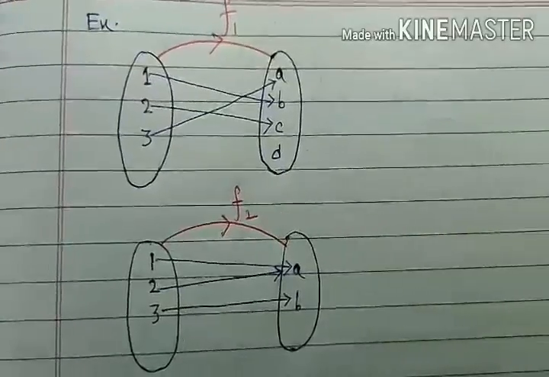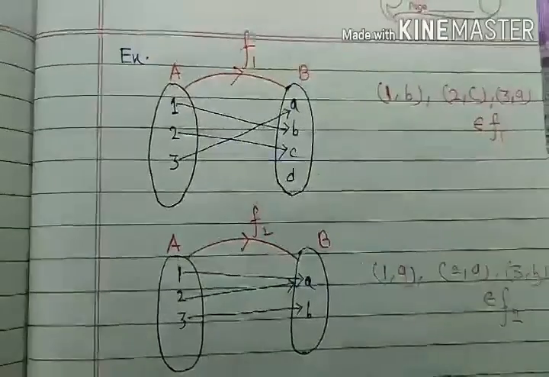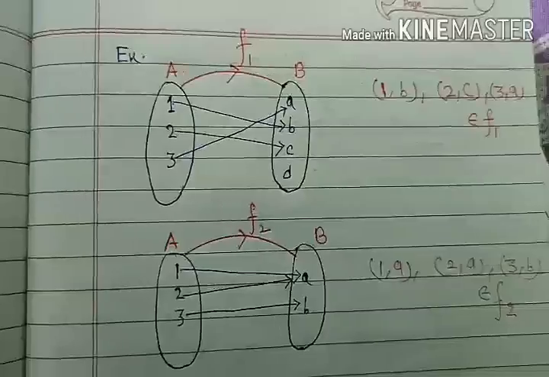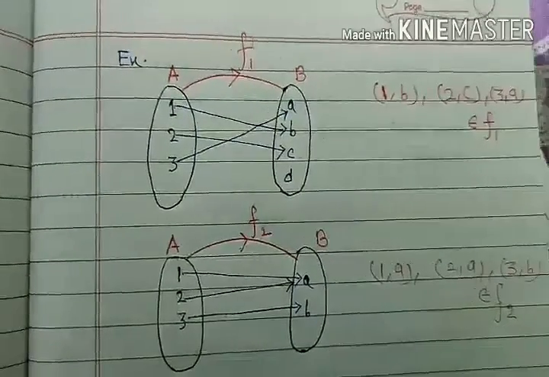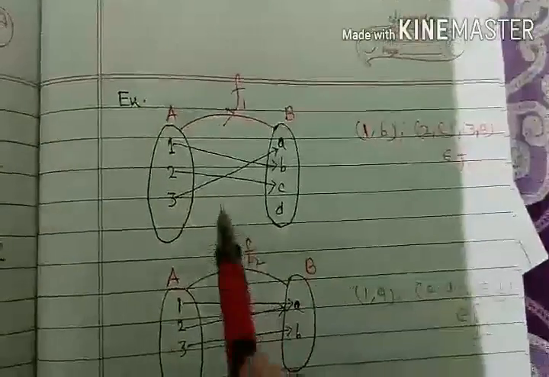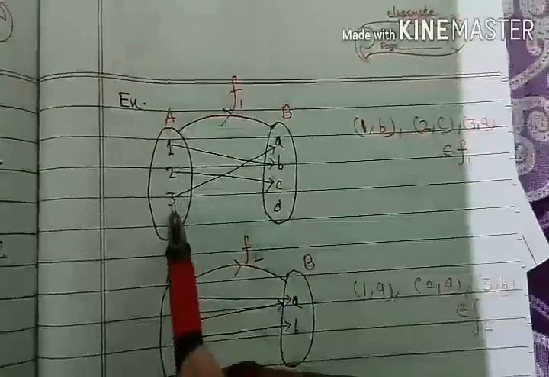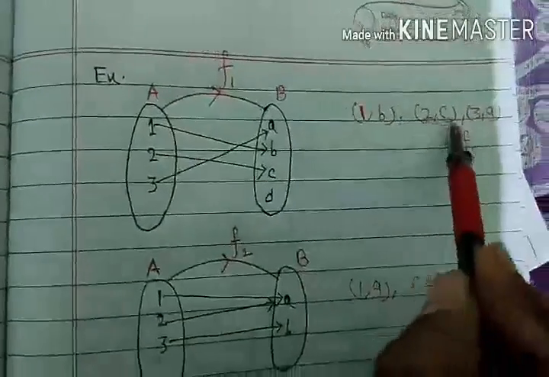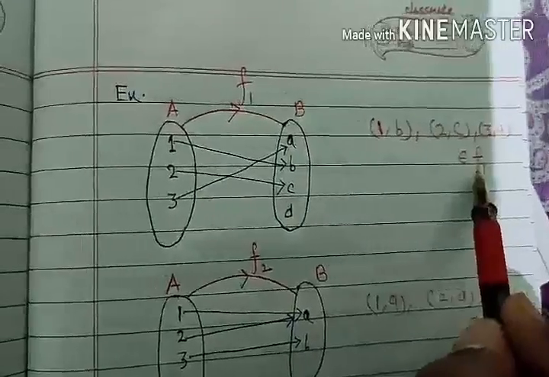As you can see, f1 has set A with elements 1, 2, 3, and set B has elements a, b, c, d. Here you can see that 1 is mapped on b, 2 is mapped on c, and 3 is mapped on a. So we are allowed to write (1, b), (2, c), (3, a). That is a part of f1.